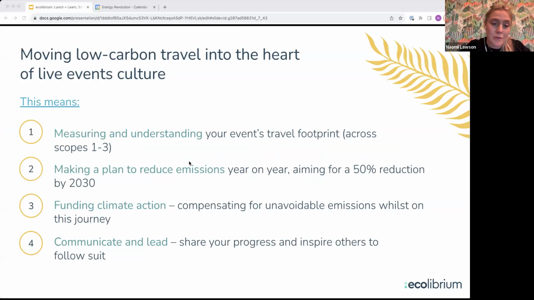funding climate action, as we've just heard. This is really important, and works towards compensating for your event's emissions whilst you're on this journey. And then a really crucial final step is inspiring others to do the same. So now I'm going to take you through each of those steps in just a little bit more detail.